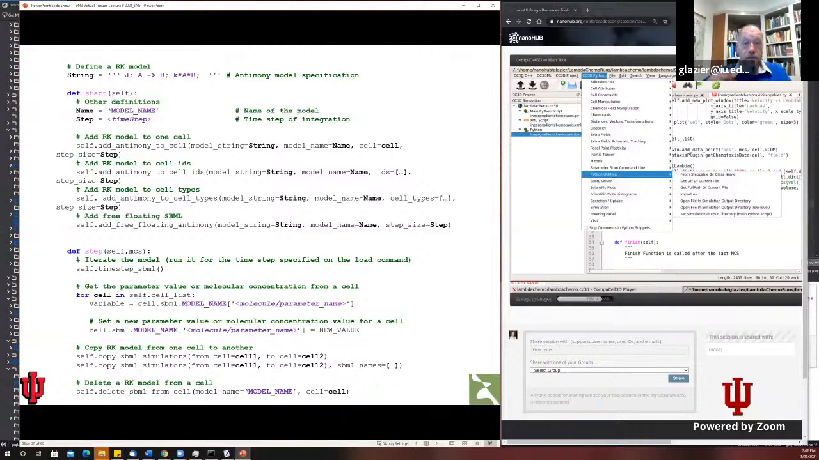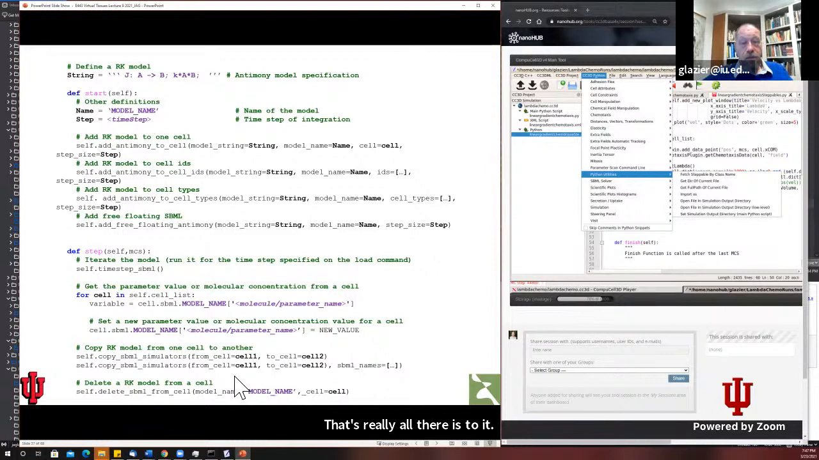The one thing we might need to do is, if we want to use a tracking field, we have to copy the value into the tracking field. To read and write these variables, we don't have to do anything. We say variable equals cell.sbml[model_name]. And if we want to update it, we can overwrite it, cell.sbml[model_name], et cetera, equals value. That's really all there is to it.